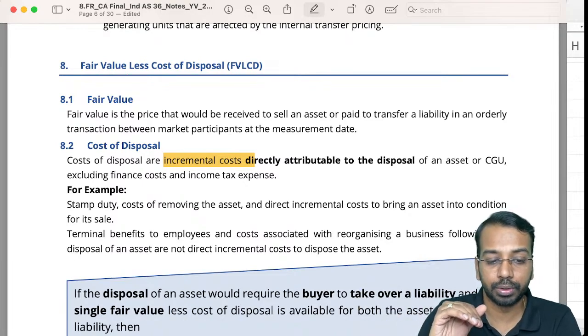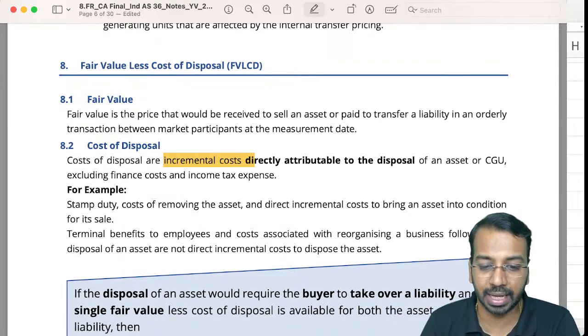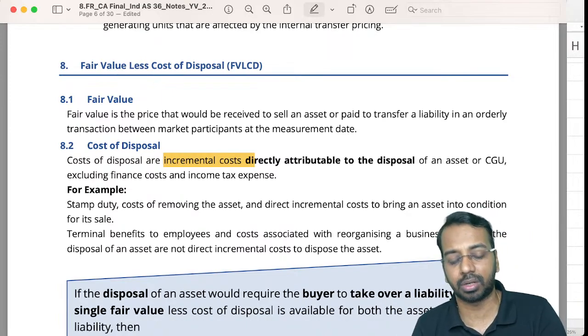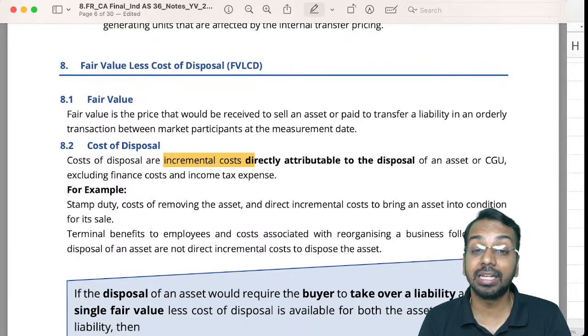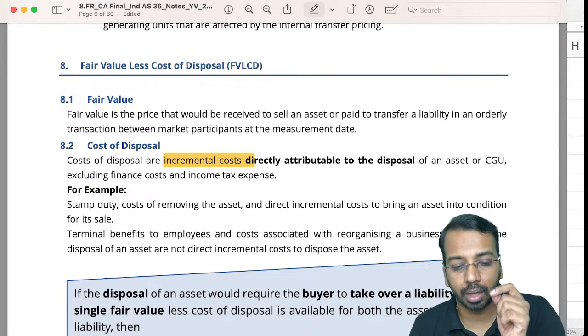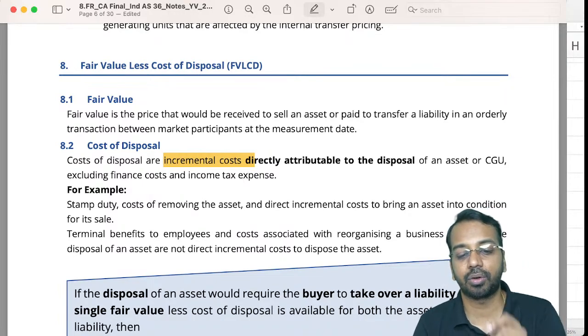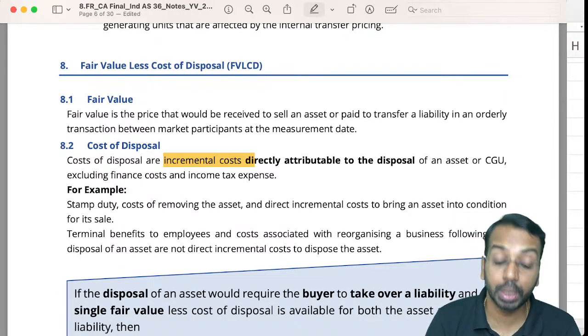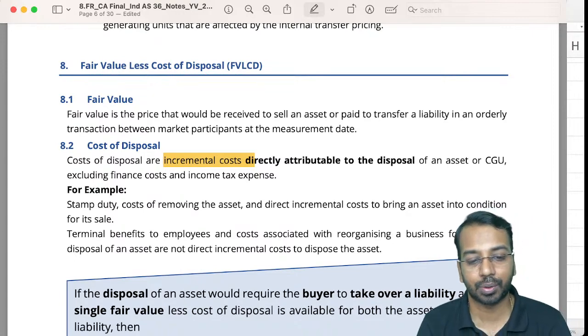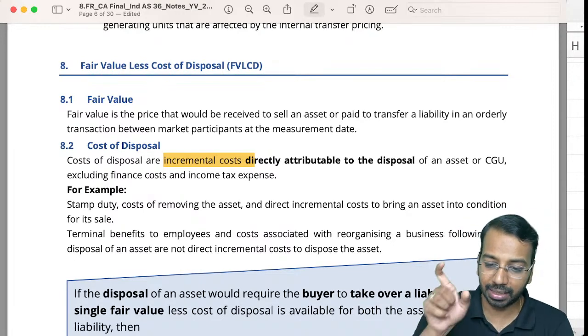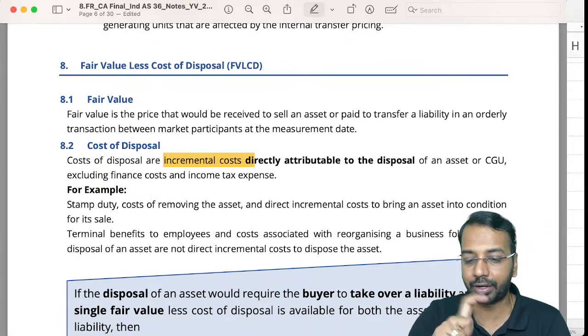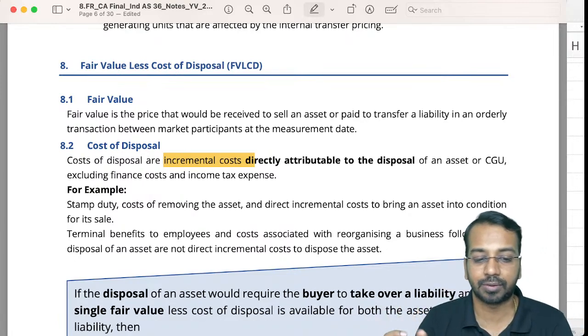Okay, so stamp duty, cost of removing the asset or any other incremental cost, if I have to dismantle that asset, any cost that I need to incur to complete the selling transaction, that is called cost of disposal. What we will exclude? We will exclude the finance cost and income tax expense. And this same discount rate also when we calculate, we will exclude the finance cost and income tax related aspects so that there is a matching concept.